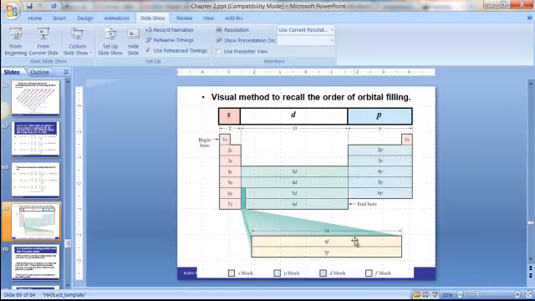We'll see some more examples in our video portion of how to actually place and calculate what the electron configuration is for the different elements.